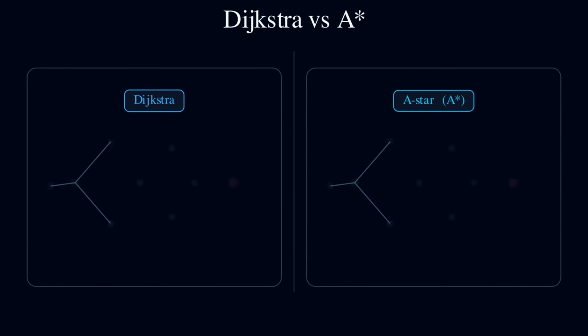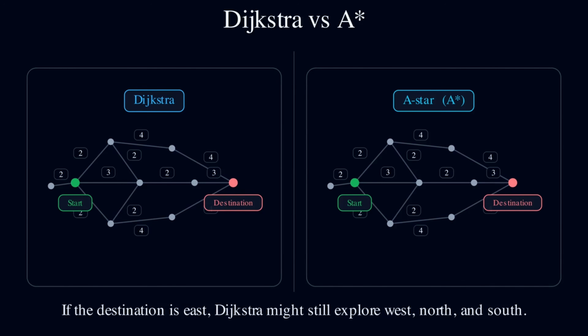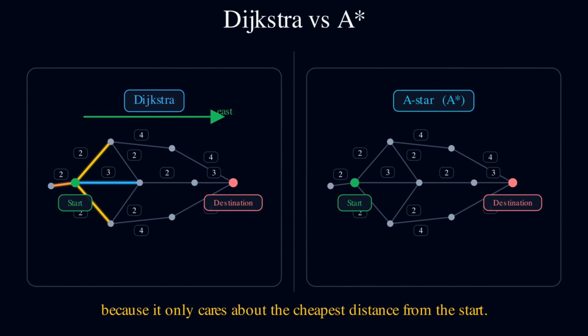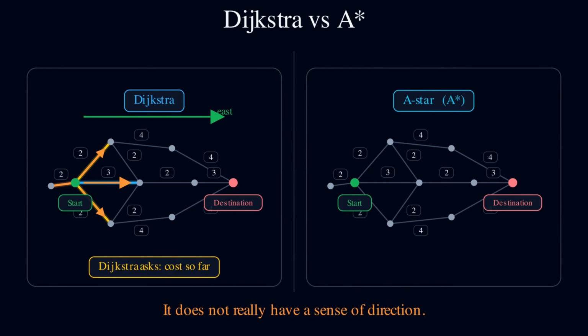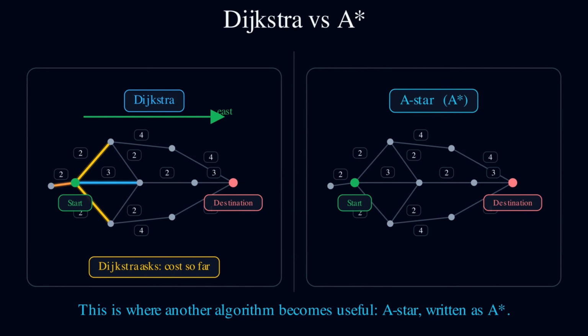Now, Dijkstra's algorithm is very strong, but it has one big flaw. It is extremely thorough, and sometimes even too thorough. Let's say a destination is east. Dijkstra might spend time exploring roads to the west, north, and south because it only cares about the cheapest distance from the start. It doesn't really have a sense of direction. That is when another algorithm becomes useful, A-star.